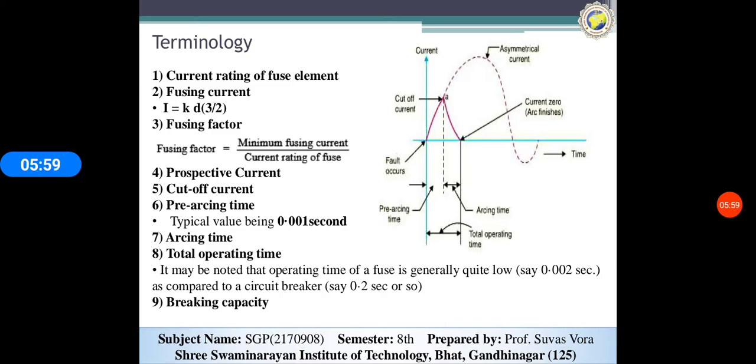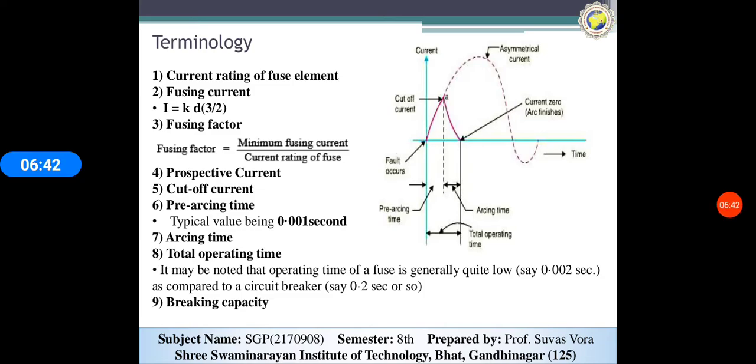This depends upon the temperature rise of the contacts of the fuse holder, the fuse material and the surroundings of the fuse. It means that if the temperature rises, the current rating of the fuse element also rises. Now the fusing current. What is the fusing current? The minimum current at which the fuse element melts and thus disconnects the circuit protected by it. It means the value will be more than the current rating of the fuse element.